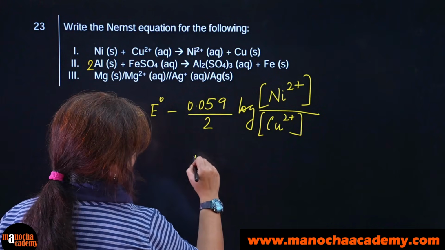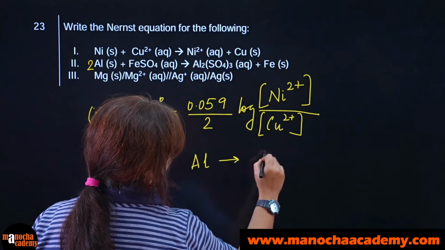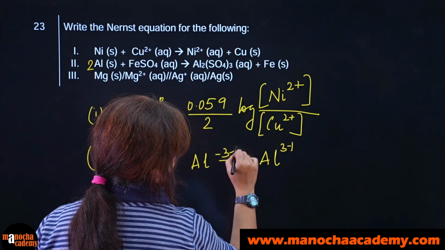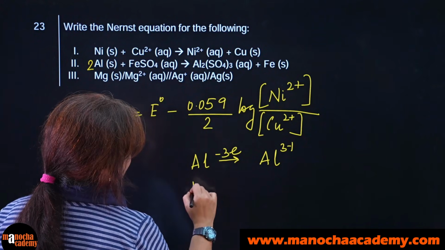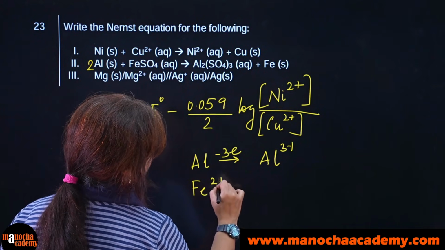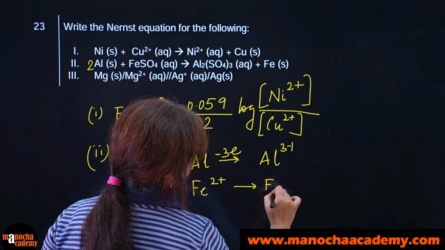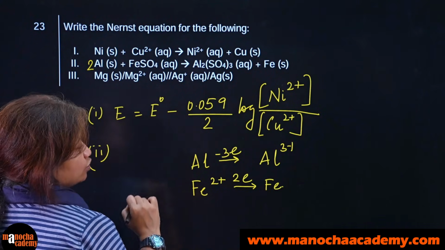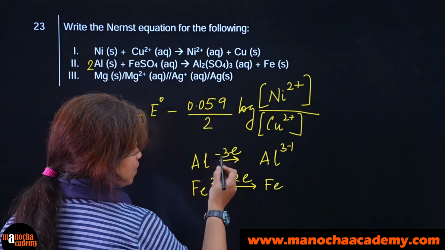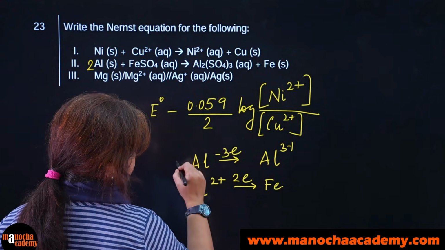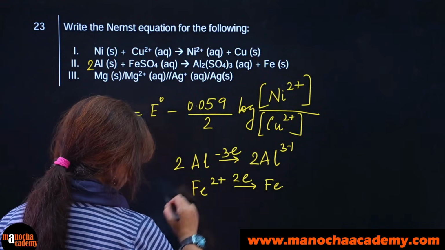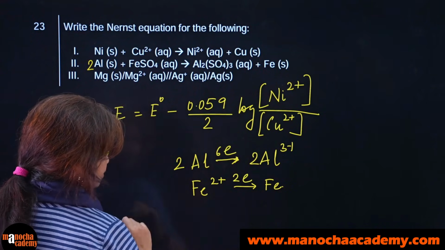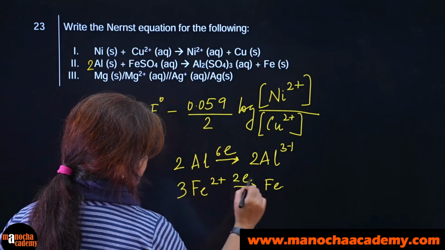Look here. Aluminium to aluminum 3+, here minus 3 electrons. And Fe2+ to Fe, here it is 2 electrons. Right? So we need to balance the number of electrons. So you multiply this with 2. So here it is 2, here it is 2. So here it becomes 6, 6 electrons in total. So you multiply this with 3.